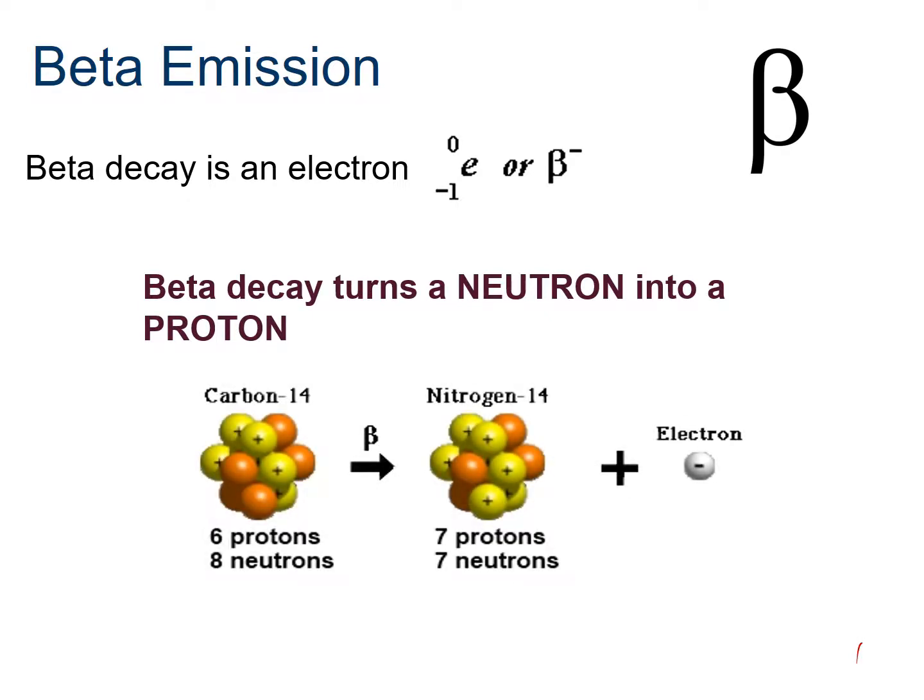The electron is ejected as the beta particle, and the new nucleus will have an additional proton, so in this case going from 6 to 7, and 1 fewer neutron, in this case going from 8 to 7. Notice though that 7 plus 7 and 6 plus 8 are both 14, so the mass number is unchanged.